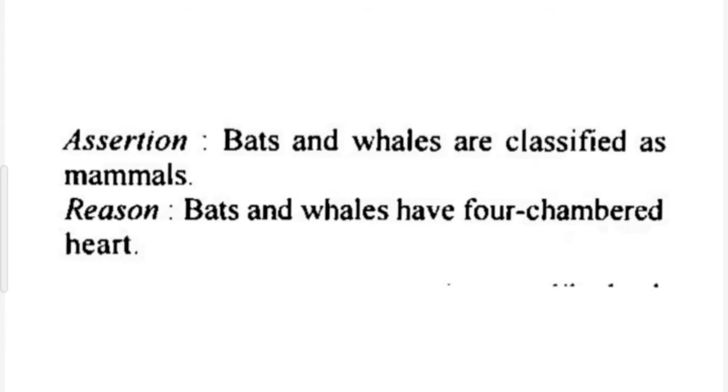The correct explanation of assertion is that both bats and whales are mammals because they possess essential mammalian characters. The essential mammalian characters are presence of milk gland, pinnae, viviparous nature, hair on the body, presence of diaphragm, etc. And they also possess four-chambered heart, and all mammals possess four-chambered heart, but it is not the essential character of a mammal. So we cannot say that reason is the correct explanation for assertion.